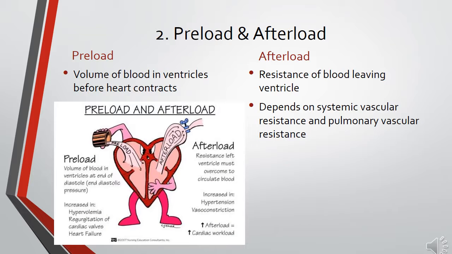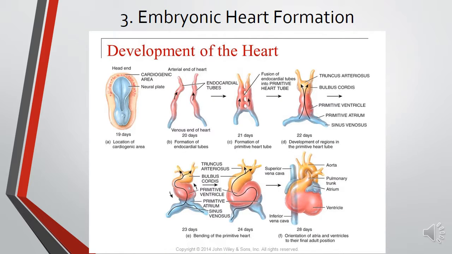Next up is preload and afterload. So preload is the volume of blood in the ventricles before the heart contracts. Afterload is the resistance to blood leaving the ventricles, and this is dependent on systemic vascular resistance and pulmonary vascular resistance. Next up, we're going to be discussing embryonic heart formation.